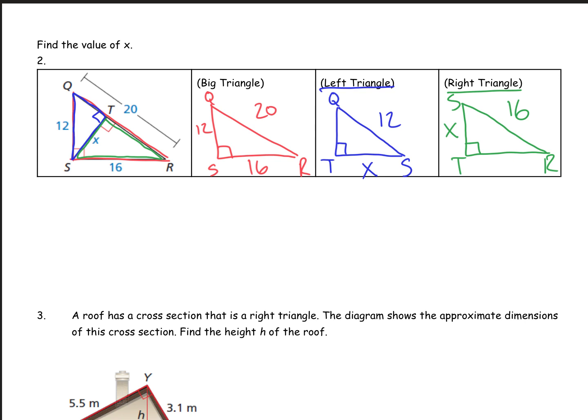Now you can set up all three, and being able to dissect the diagram, being able to take your problem and break it down into separate parts, that's a key skill. But the easiest thing in the world when we're trying to solve for X is just take the left triangle, compare it back. We're trying to find X, right? What side does X correspond to? 16.